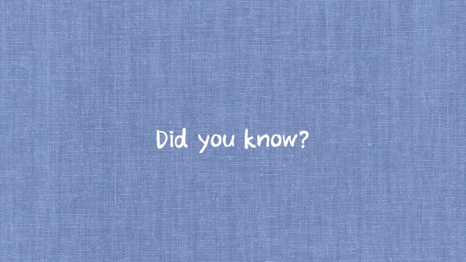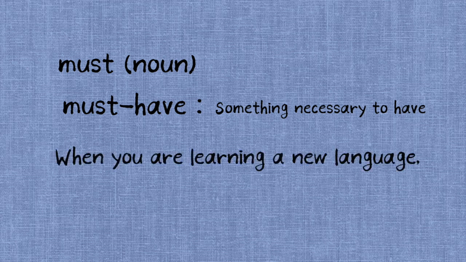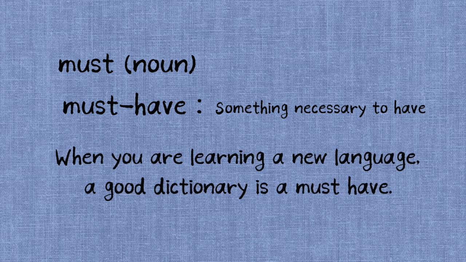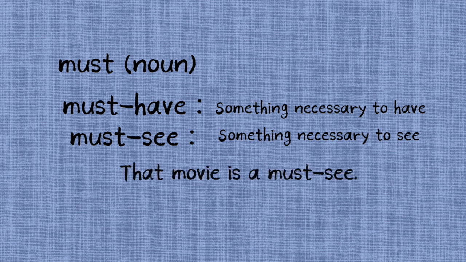Did you know? Must can also be used as a noun in some cases. For example, must-have. Something that is necessary to have or to get, we can use the expression must-have. For example, when you are learning a new language, a good dictionary is a must-have, or a good dictionary is a must-have item. Another way we can use this is a must-see, something that must or should be seen. That movie is a must-see, or it's a must-see movie.